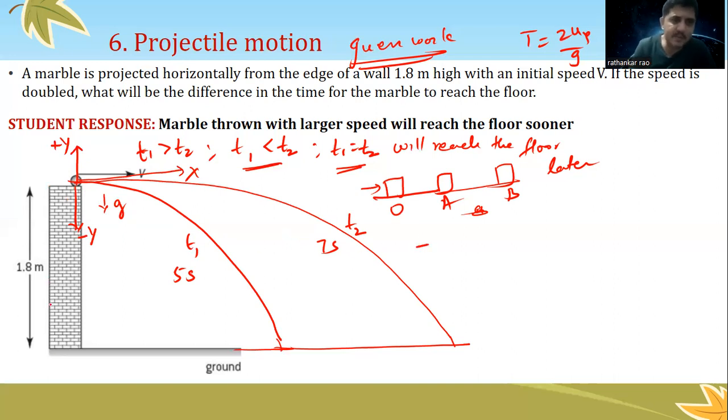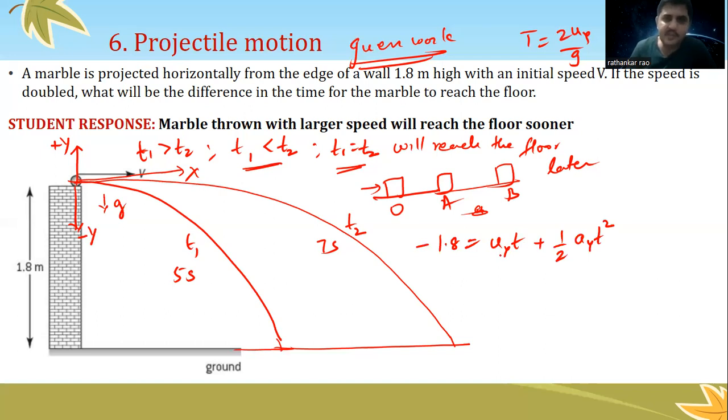So minus 1.8, the displacement from here to here. Why minus 1.8? Because I'm measuring it downwards. It should be equal to uy into t plus half ay into t square. First let me write down the equation, then I'll substitute. This is what I will get.